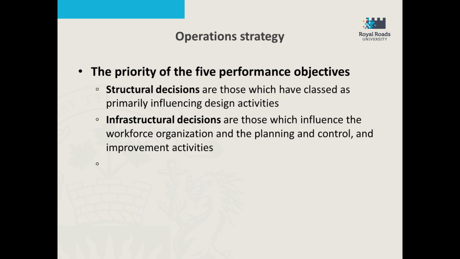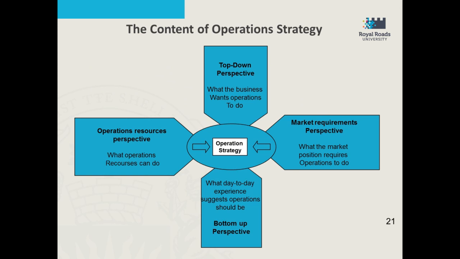But before making these decisions, you need to have a guideline. The guideline is your operation strategy. It's a priority. You need to define your priority in terms of cost, speed, dependability, flexibility, and quality. So how would you define the priority of the five performance objectives? A very, very important model here is what we call the four perspective model. We need to define the priority from four different perspectives: top down, bottom up, market requirement, and operational requirement.